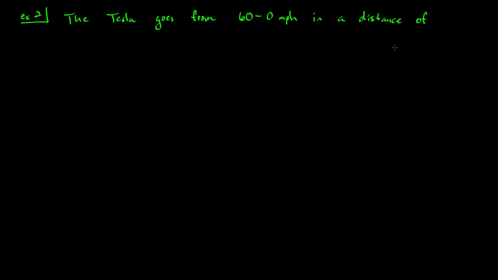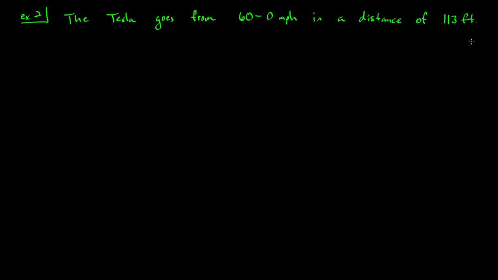So example 2. So the Tesla goes from 60 to 0. So in other words, it stops in a distance of, it's like 100 and something feet, 113 feet.